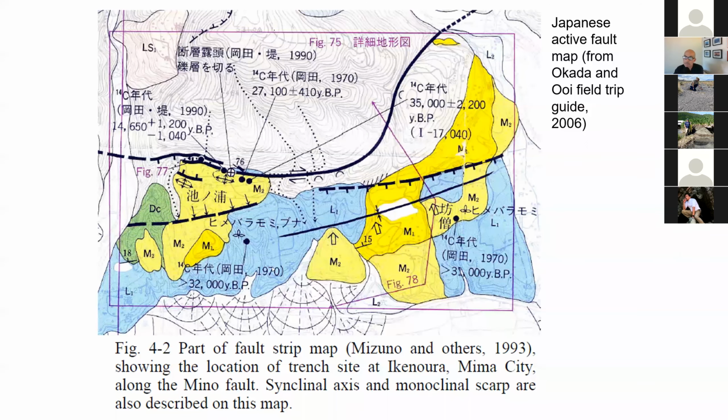And notice also they're mapping some folding. You see this syncline here. So sometimes our geomorphic surfaces aren't just broken, but they can also be deformed or warped. And that can be important. And it certainly is going to be an issue for infrastructure, right? If you warp your pipeline, that's maybe almost as bad as actually dislocating it.